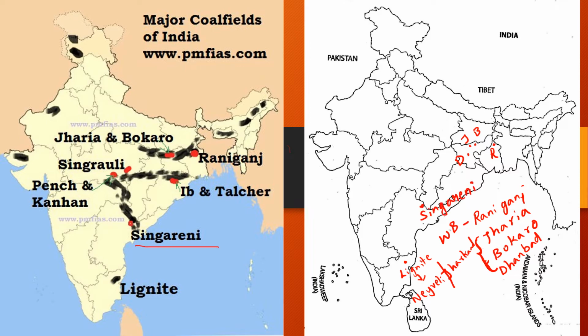These are the important coal fields or the leading coal producers in India. I repeat: the important coalfields of India are Raniganj, which is in West Bengal, and the other three, Jharia, Bokaro, and Dhanbad, which are in the Jharkhand region. These four are very important, and some other important ones are Neyveli lignite, which is in Tamil Nadu, and Singareni, which is in the Telangana region. So these are the major coal producers in India.